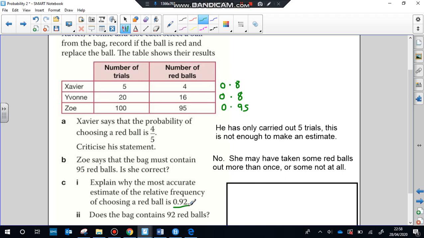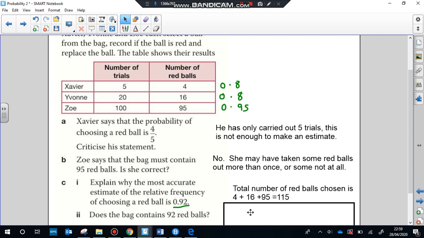But I just want to come back to that idea again, that the more trials we do, the better our estimate. Well, if you look, we could use all those trials together to get the best estimate. So rather than just use Zoe's or just use Yvonne's or just use Xavier's, we can use the total to get our best estimate. Okay, so if we add up how many red balls were picked out in total, we would have 4 plus 16 plus 95, which is 115 balls in total.